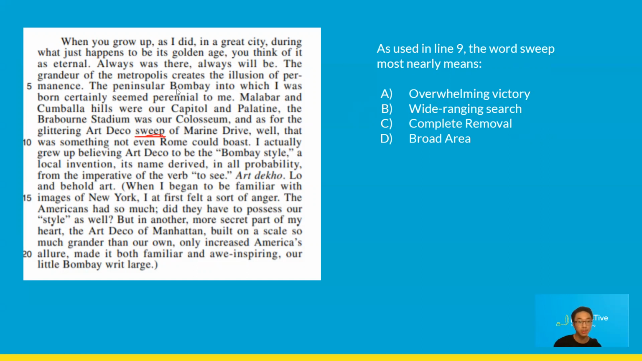So the peninsular Bombay into which I was born certainly seemed perennial to me. Malabar and Krambala Hills were our capital and Palatine. The Brabourne Stadium was our Coliseum. And as for the glittering Art Deco sweep of Marine Drive, well, that was something not even Rome could boast. I actually grew up believing Art Deco to be Bombay style.